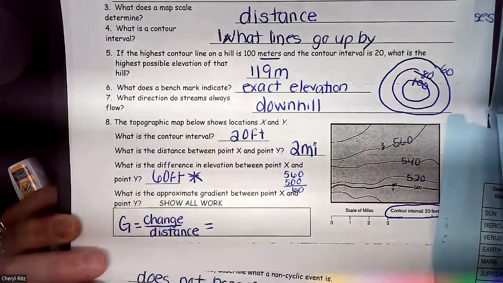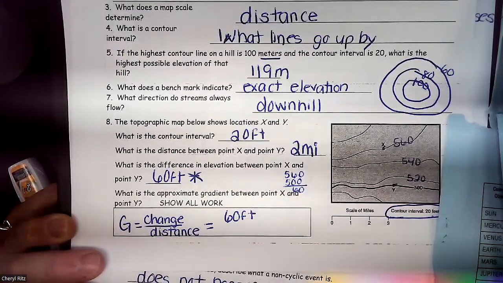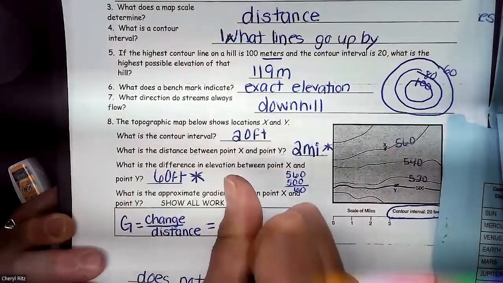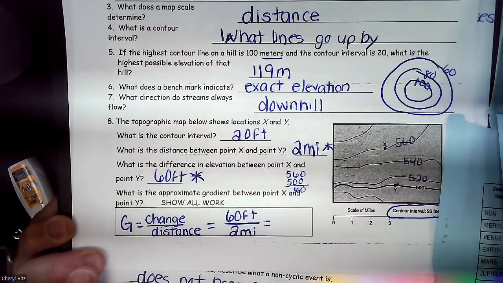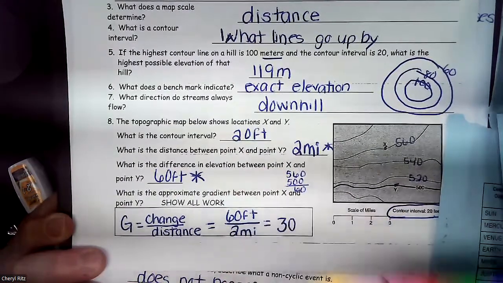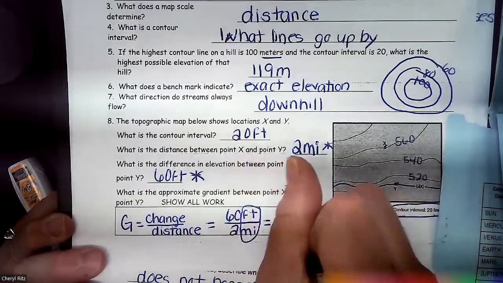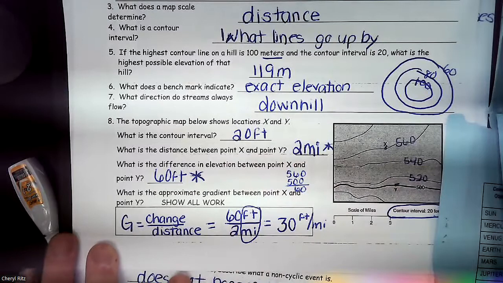We just did that right here. So that changes 60 feet when you walk from X to Y. Divided by distance, we already did that. We already measured that they're 2 miles apart. Which number goes into your calculator first? The top number. So 60 divided by 2 is 30. You don't have to convert. You got them right there. There's the units right there. Feet per mile or feet over miles. That means when you walk from X to Y, your elevation will change 30 feet for every mile you walk.